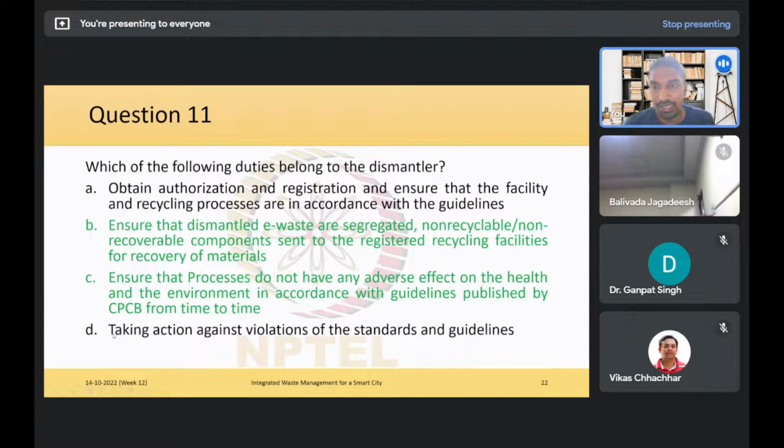And option D, taking actions against violations of standards and guidelines. The dismantler doesn't do that. If they violate, the SPCB will take actions against these violations. So it is not the dismantler's responsibility, but the State Pollution Control Board's responsibility. So options B and C are the right ones.